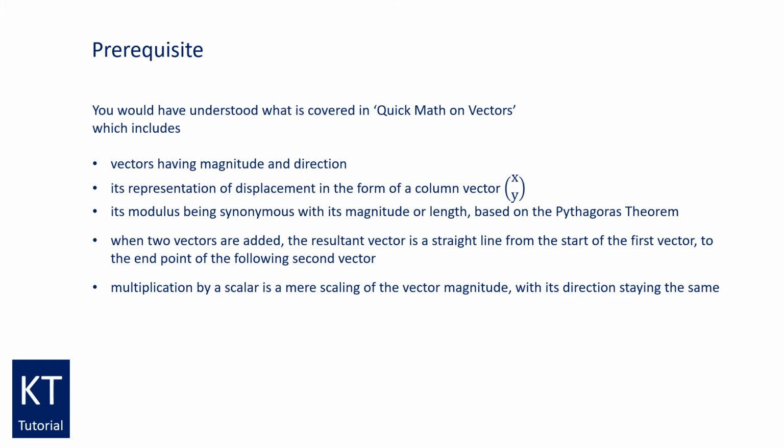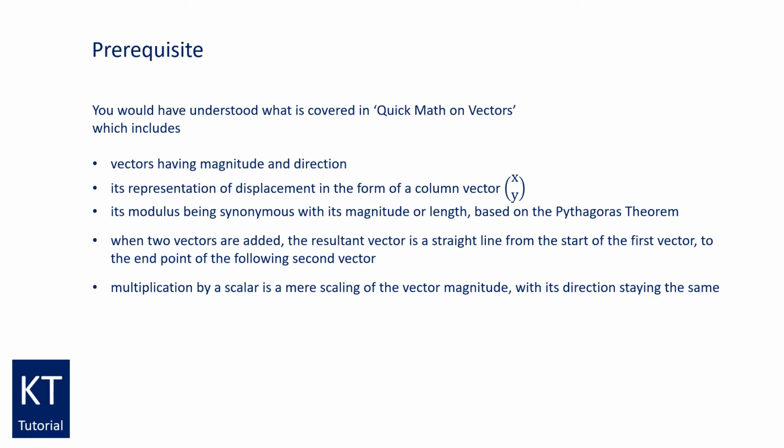The prerequisite to this segment is that you would have understood what is covered in Quick Maths on vectors, which includes vectors having both magnitude and direction, its representation of displacement in the form of a column vector (x, y), its modulus being synonymous with its magnitude or length based on the Pythagoras theorem.